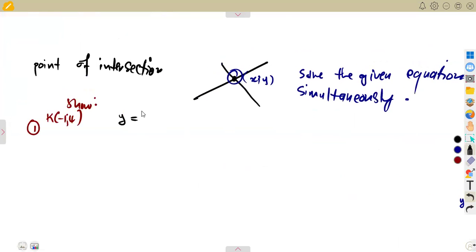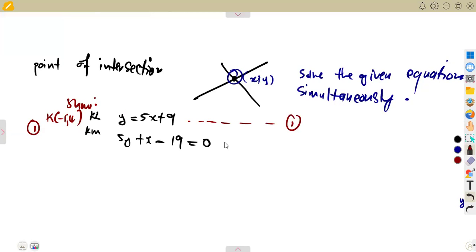The first line is given as y is equal to 5x plus 9. Remember, from our line KL, then also the line KM, we are given this as 5y plus x minus 19, which is equal to 0. So we are going to solve these two equations simultaneously. Meaning to say I've got the first equation and I also have the second equation. So taking advantage of the first equation that y is already the subject of the formula, y is written in terms of x. So what I can just do is to substitute equation 1 into 2.